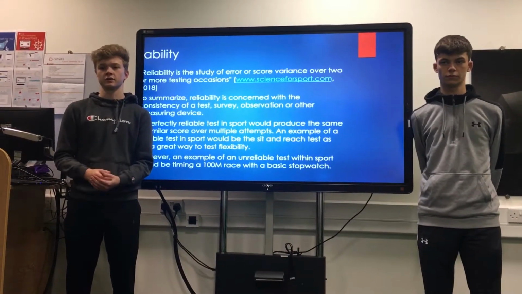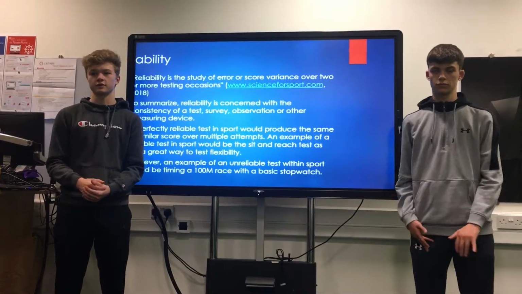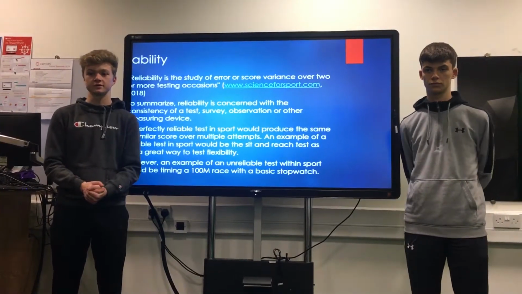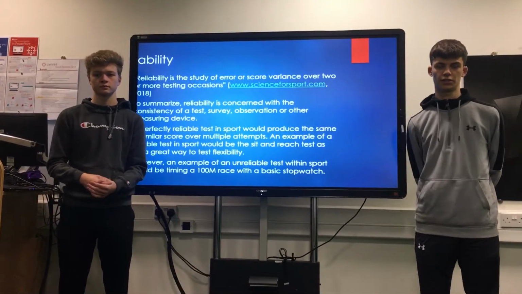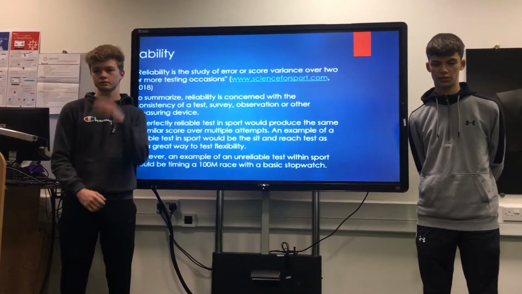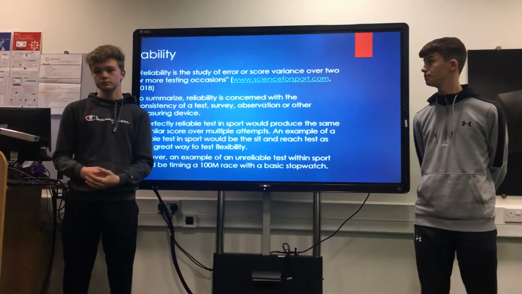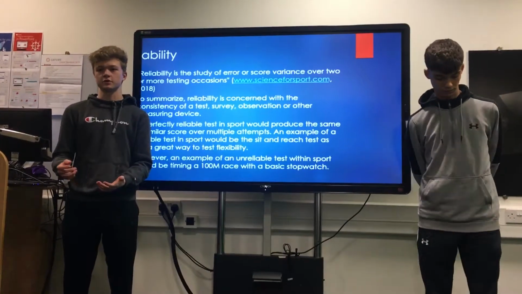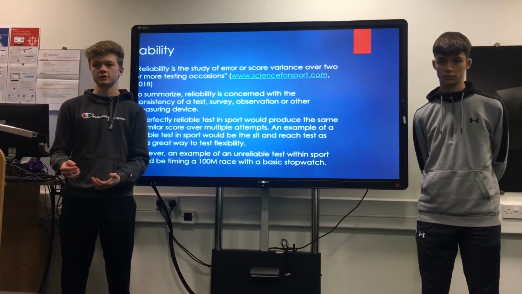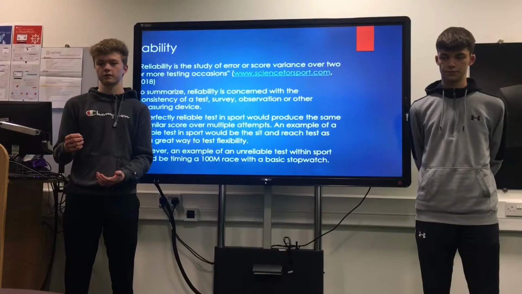Reliability is the study of error or score variance, so it's essentially just how consistent a test is. In short, reliability is concerned with the consistency of a test or other measuring device. A reliable test is something that can be consistently used and it will come up with good results every time.